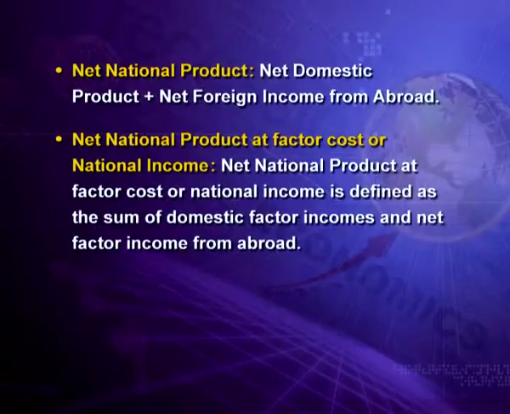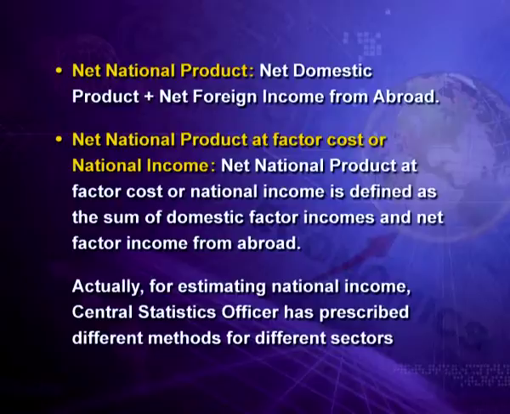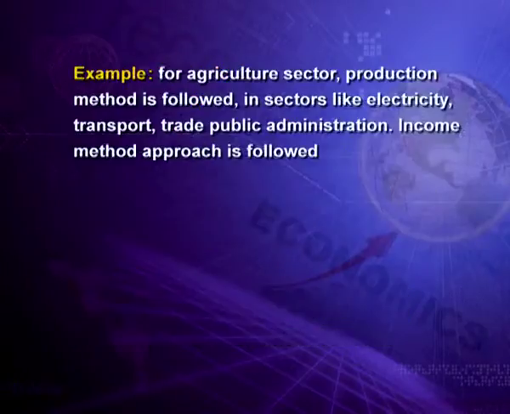Next and last term is net national product at factor cost, or national income. Net national product at factor cost or national income is defined as the sum of domestic factor incomes and net factor income from abroad. Actually, for estimating national income, Central Statistics Officer has prescribed different methods for different sectors. For example, for agriculture sector, production method is followed. In sectors like electricity, transport, trade, public administration, etc., income method approach is followed.